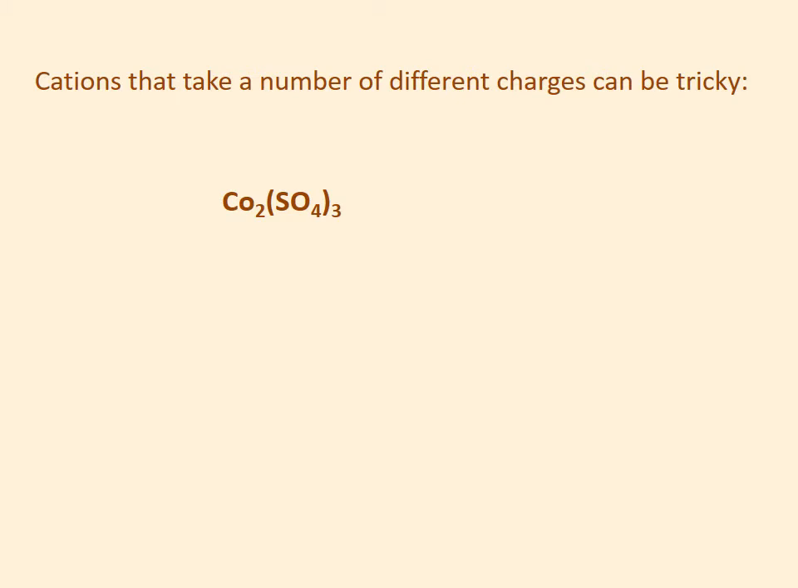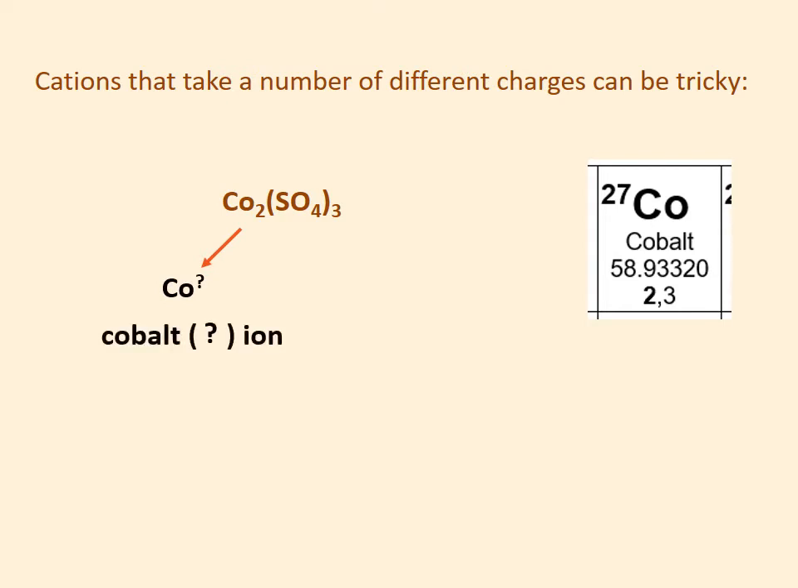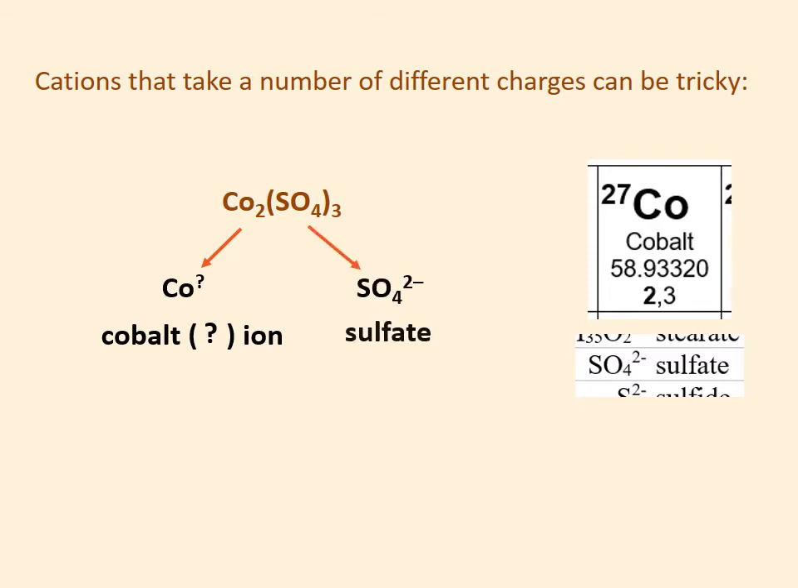Cations that take a number of different charges can be tricky. I have Co on the front. I look it up on the periodic table. But is that Co with a +2 or with a +3? The name is going to be cobalt with some Roman numeral, ion. And we're not sure of what that Roman numeral will be yet. If I look at the back end, I have SO4. If I look that up on the negative list, I see that SO4 takes a -2 charge, and it's called sulfate.